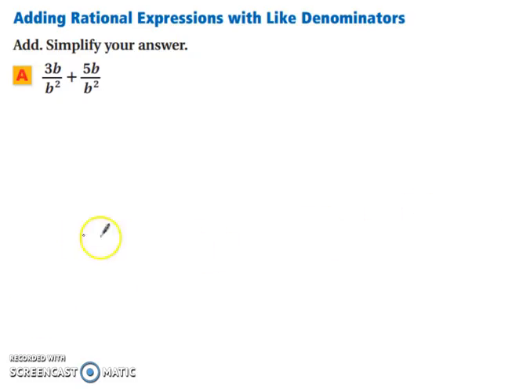So this first example, we have 3b over b squared plus 5b over b squared. Since our denominators are the same, we can simply add our numerators. So we have 3b and 5b. When we add them together, we end up with 8b. Just like when we added fractions back in pre-algebra, your denominator stays the same. So we just have b squared. Now we can simplify. We can reduce this and have 8 over b.